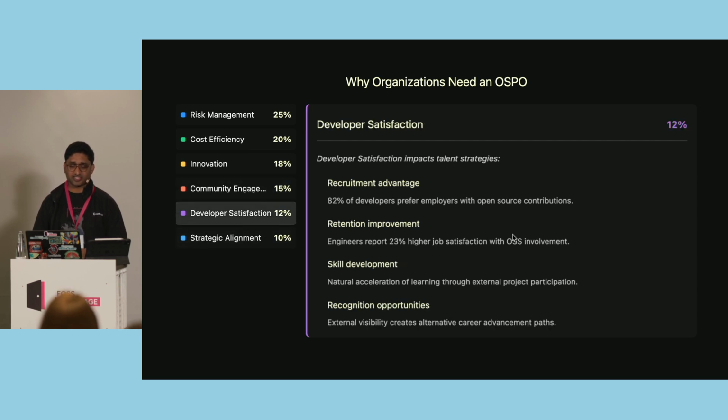And the fifth one is developer satisfaction. Developer satisfaction impacts talent strategies. The first is recruitment advantage. 82% of developers prefer employers who have open source contribution or open source experience. One good example is at LambdaTest, where I recently hired a person impressed by his GitHub profile. Once he was onboarded, I discovered that he is a member of the FOSS community in India. Second is retention improvement: engineers report 23% higher job satisfaction with OSS involvement.